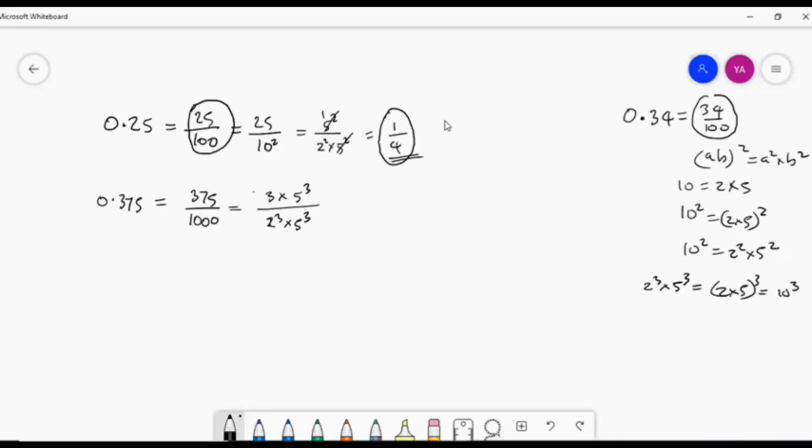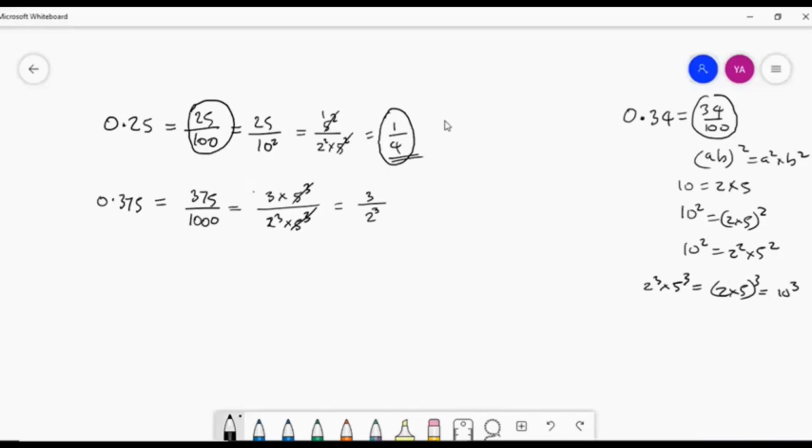Why do we split like this? Because in the numerator there is 5 cube, so we can cancel it. We write the 1000 in prime factorization like this, so we can cancel the 5 cubes. So what will be the balance? 3 by 2 cube, that is 3 by 8.